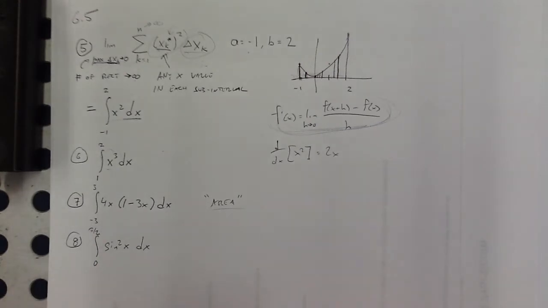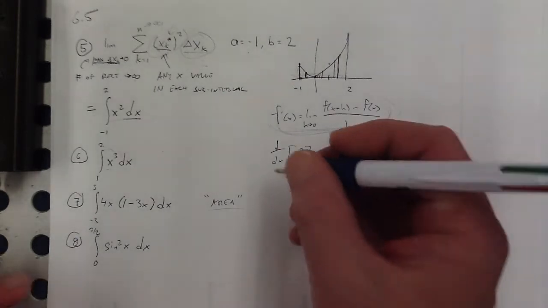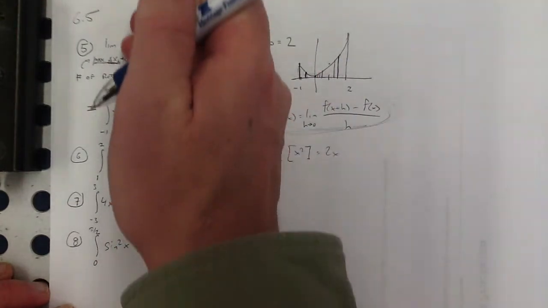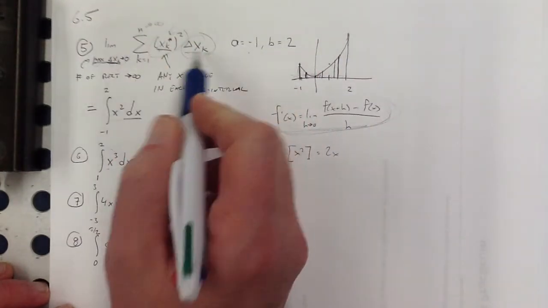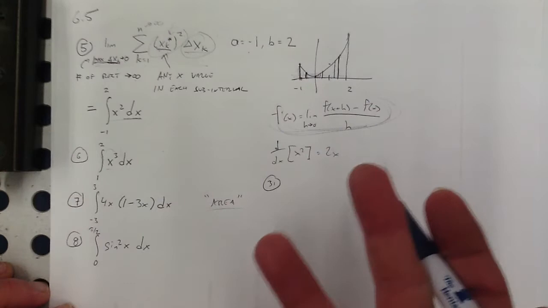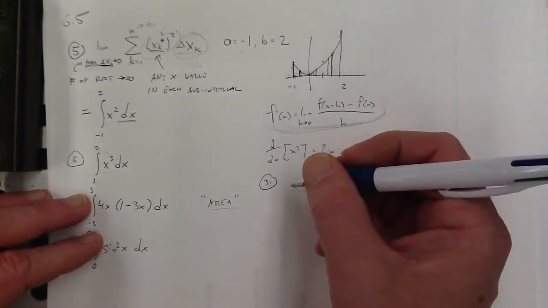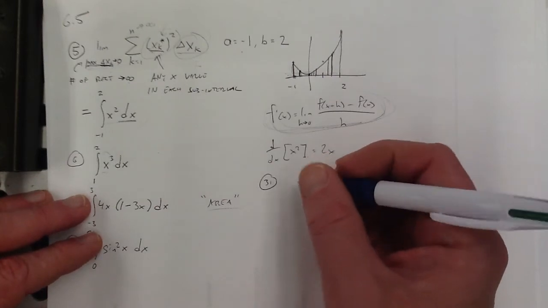So 31, directions say evaluate the limit by expressing it as a definite integral over the interval from a to b and applying the appropriate formulas from geometry. What does all that mean? It just means we're going to do exactly the same thing that we just did here, and decode that and turn it into one of these, but then we're going to evaluate it like we did in some other problem sets. So let's see what we got here.